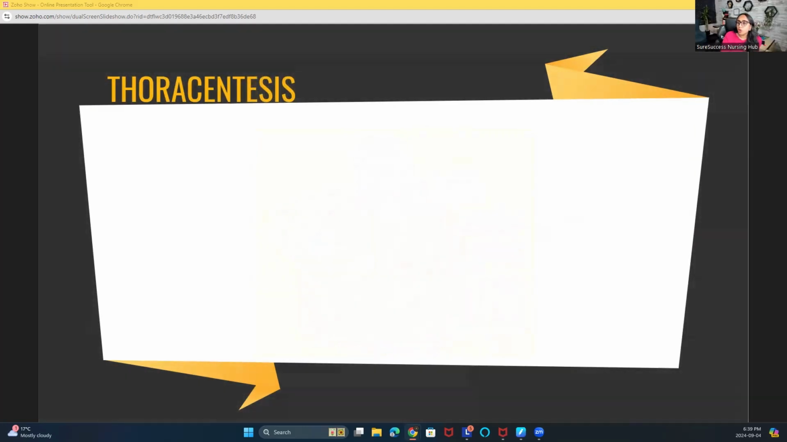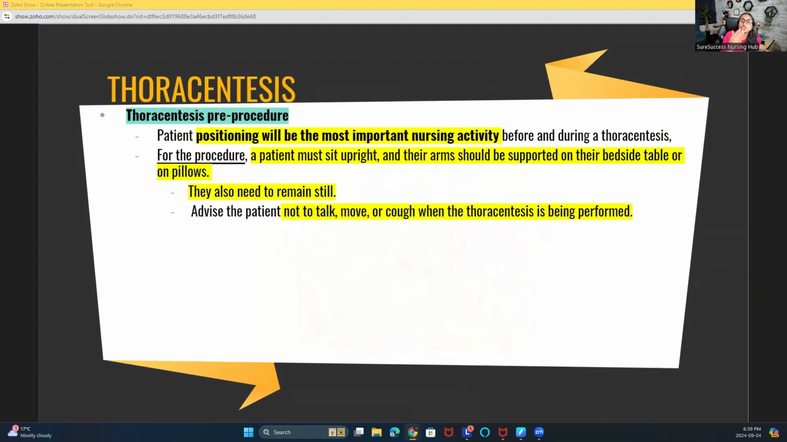Thoracentesis. Now, what is very important for thoracentesis is the position, pre-procedure and post-procedure. Pre-procedure position is the most important. So what is the position? What is the best position we are going to give to remove the fluid? You could have seen in the last slide. What was that? Patient must sit upright. Arm should be supported on the bedside table.